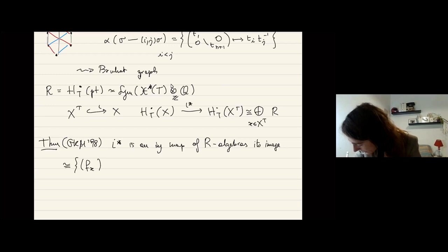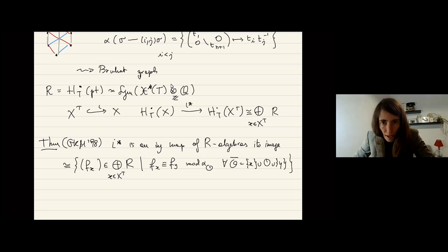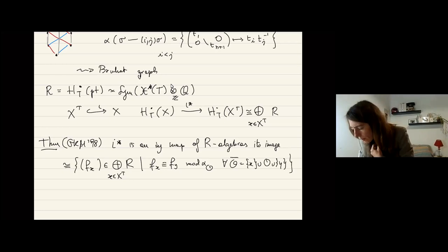So as a set, we have tuples of polynomials, one for any fixed point. And then they're such that they are compatible with respect to the labels we have on the edges of our graph, whenever we have an edge among the fixed points. Okay, so f_x and f_y are elements in R. Also alpha_O is an element there. And so I want them to be the same modulo alpha_O if x and y are the two fixed points I'm adding to close up my orbit. It has a structure of an algebra under component-wise addition and multiplication and diagonal action of R.